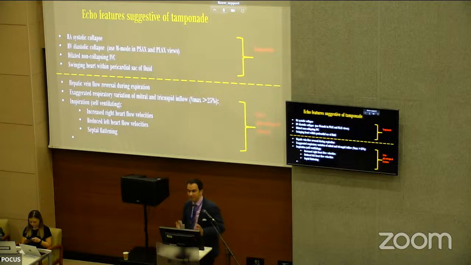And here you have the summary of the echocardiographic features of cardiac tamponade, starting with the right atrial systolic collapse and right ventricular diastolic collapse, dilated non-collapsing inferior vena cava. And then if it's a large amount of collection, pericardial collection, you will see swinging of the heart within the pericardial sac.